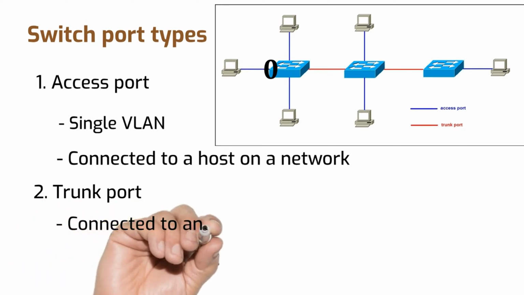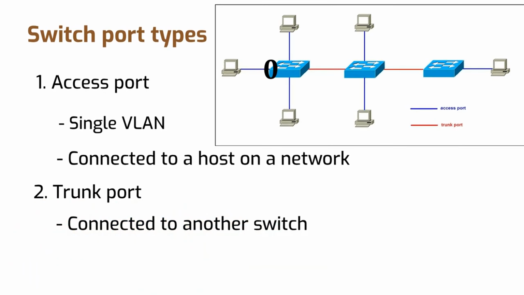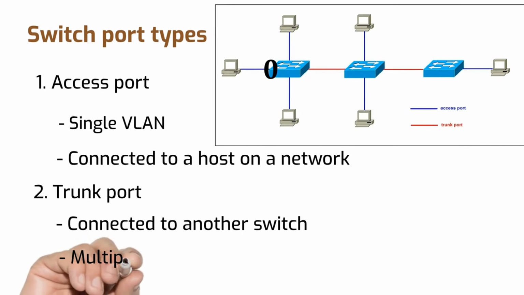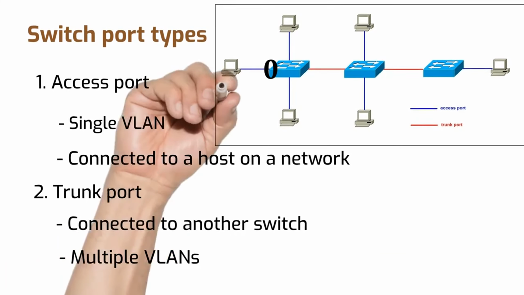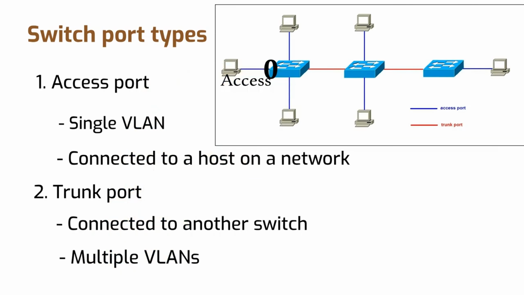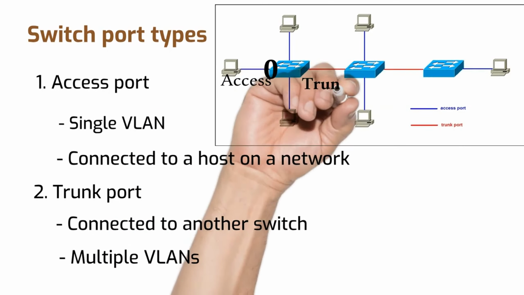Trunk port is a port that is connected to another switch. This port type can carry traffic of multiple VLANs, thus allowing you to extend VLANs across your entire network. As you can see from the picture, the ports on the switches that connect the host are configured as access ports. The ports between the switches are configured as trunk ports.